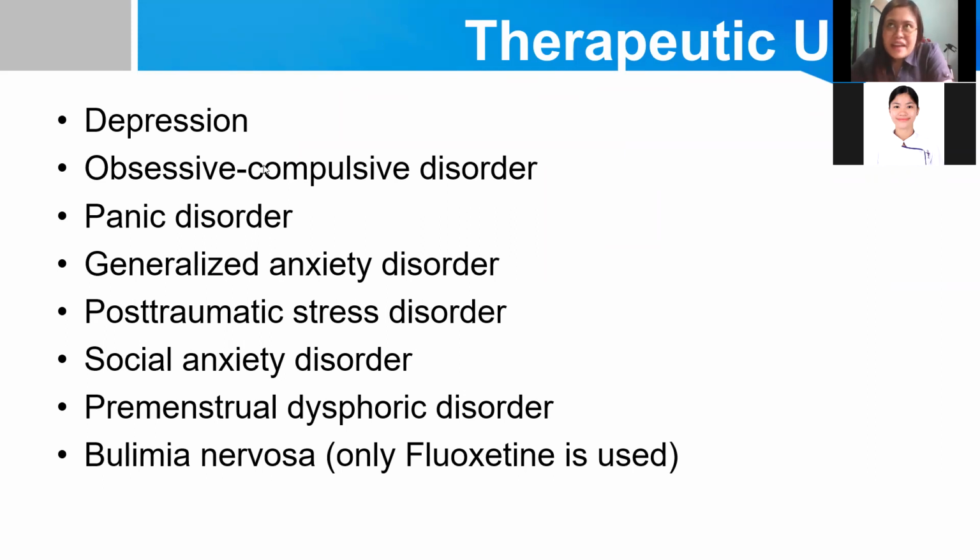So aside from giving SSRIs to patients with depression, we can also give them for anxiety disorders. Anxiety comes in different classes, so we have different types of anxiety. It can be obsessive compulsive disorder, or OCD. OCD is a type of anxiety.